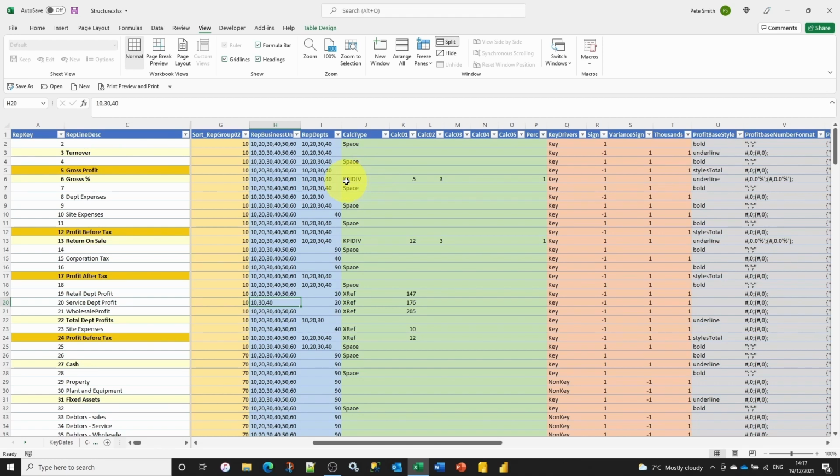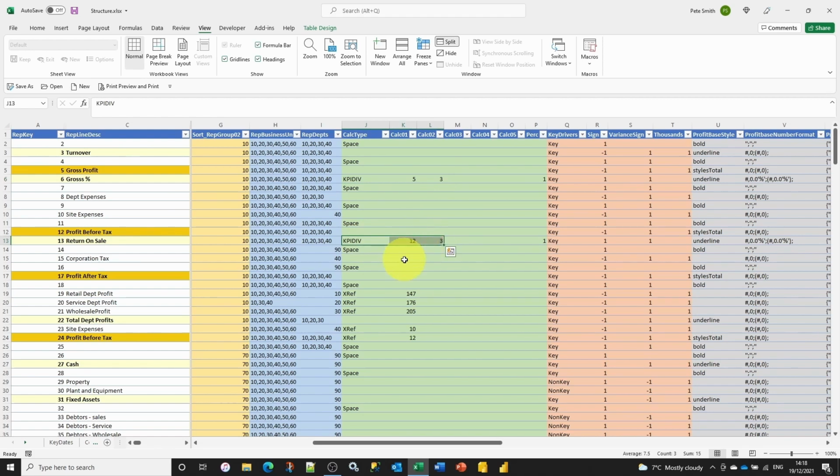And if we haven't got a blank, we'll take KPI div as an example. This is a division calculation. We need to tell Power BI which column is the numerator, in this instance gross profit, rep key number 5, and which number is the denominator, which in this case is turnover. Power BI will then, with the formula in the PBIX file, perform any division you like just by changing the line numbers in here.